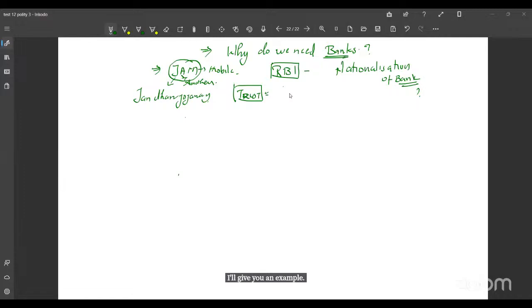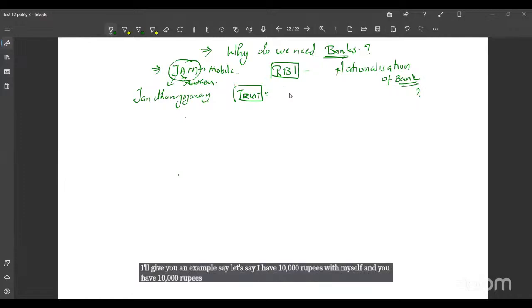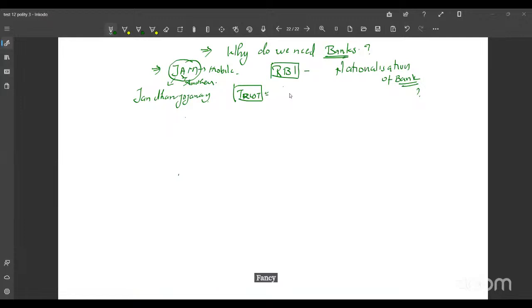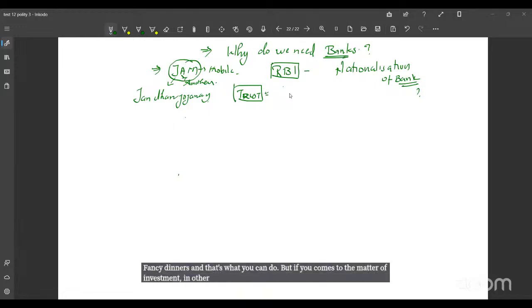Let's say I have 10,000 rupees and you have 10,000 rupees, and every one of us has 10,000 rupees each in our hands. What big thing can we do? We can't do anything big. With 10,000 rupees, maximum we can go to a hotel, have some fancy dinners, and that's what you can do. But when it comes to the matter of investment, in other words, we can call it resource mobilization.